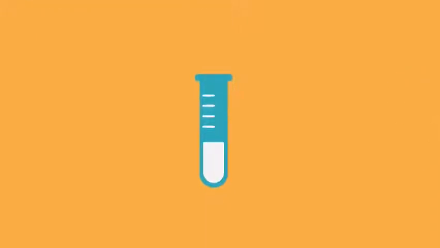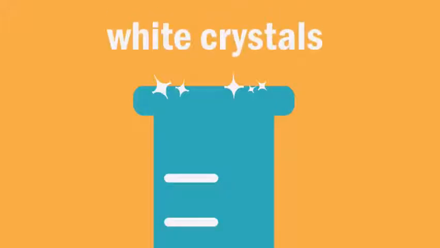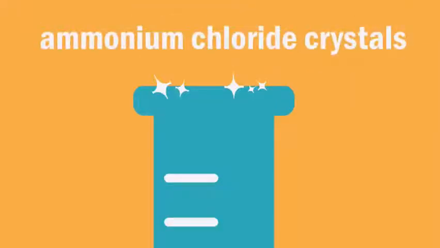Remove the boiling tube from the heat and let cool. Have a look near the mouth of the boiling tube. You will see that there are white crystals. These are ammonium chloride crystals.